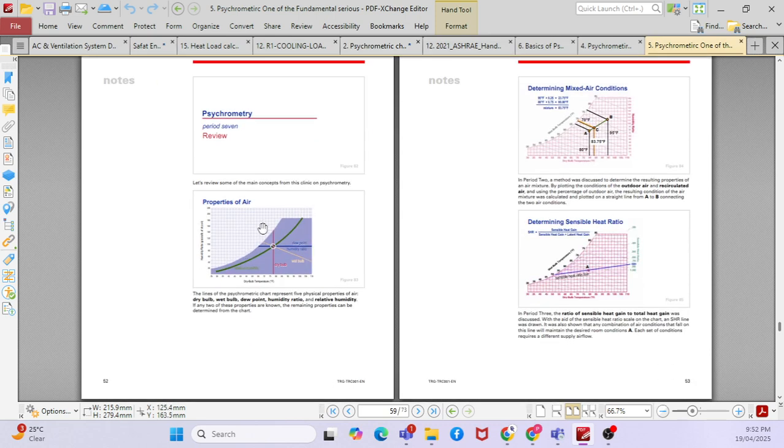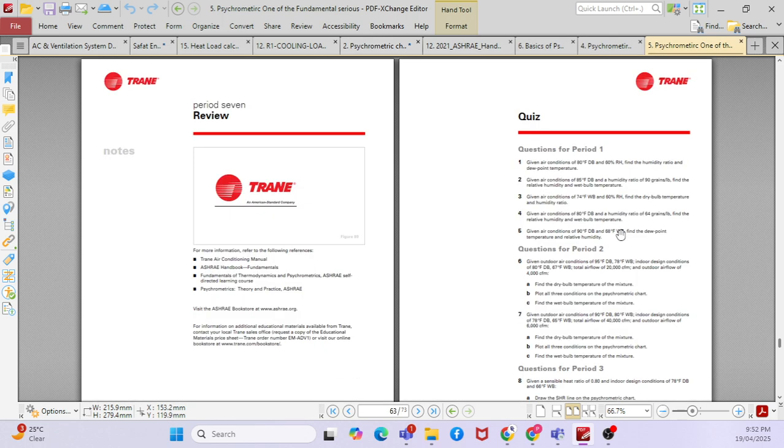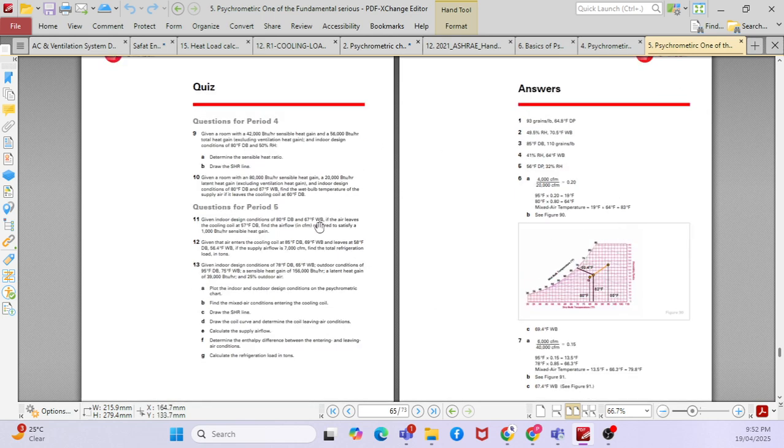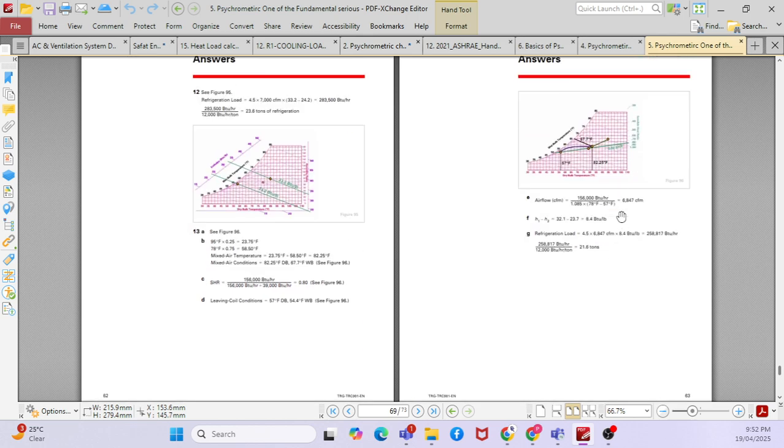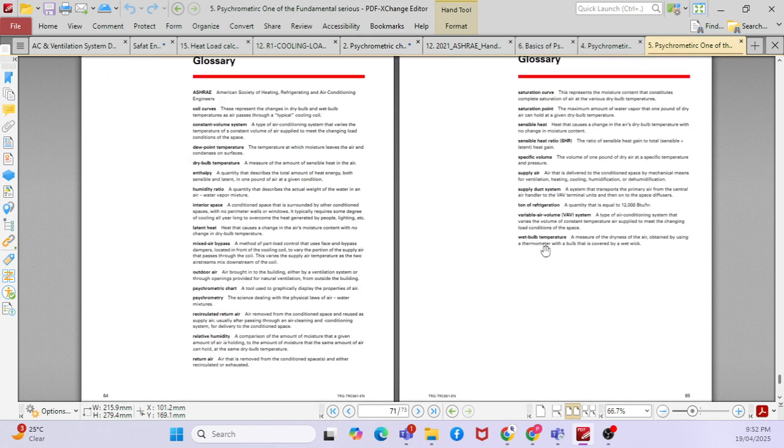There is properties of air, right? Determine sensible heat ratio. Determining mixed air condition. There are some questions for you to understand how to work the psychrometric chart, right?